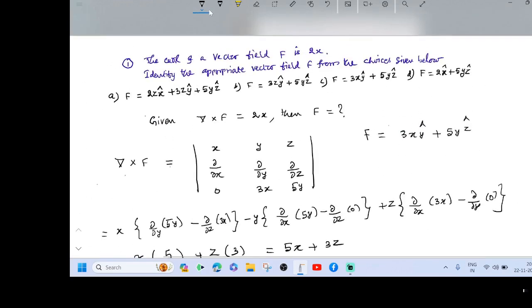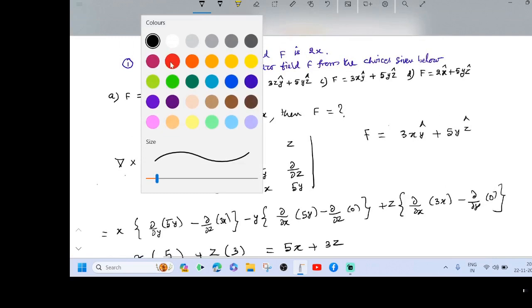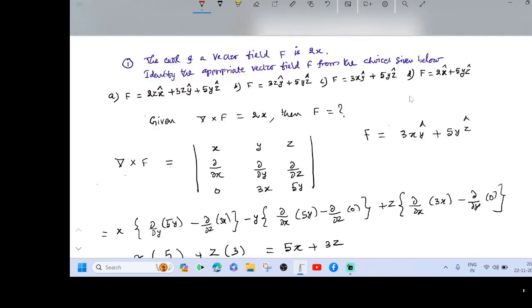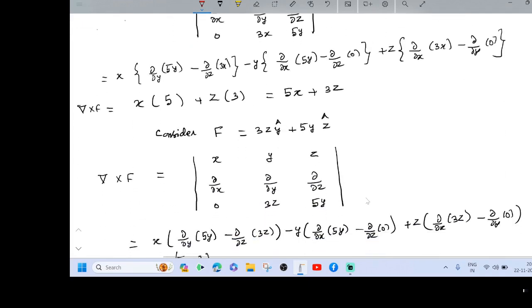Therefore, the value of f is 3zy plus 5yz. The correct answer is option B. This is the correct answer: 3zy plus 5yz.